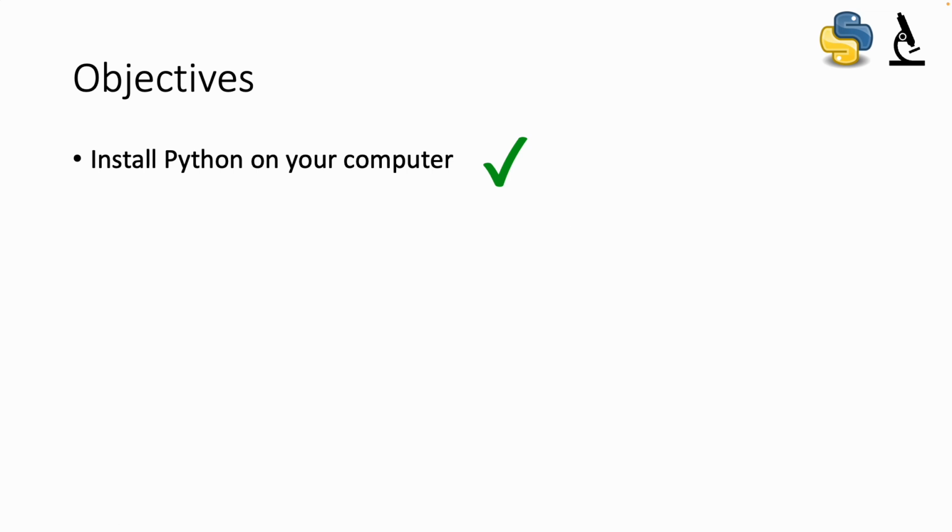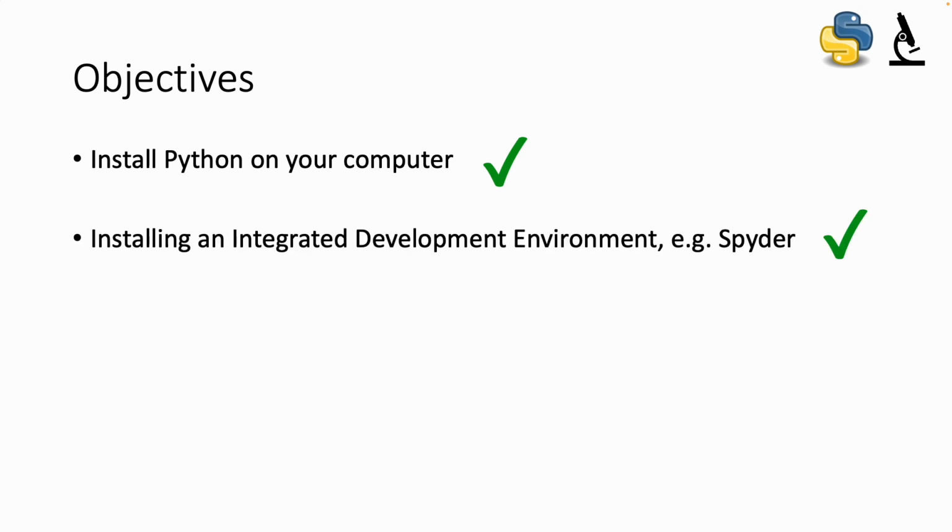Finally, let's have a look at the objectives again. First of all, we installed Python on the computer, either for Windows or for macOS. Next, we had a look at how to install an IDE, or what an IDE actually is, for example, Spyder. And finally, we wrote and ran the first line of code in our first script.